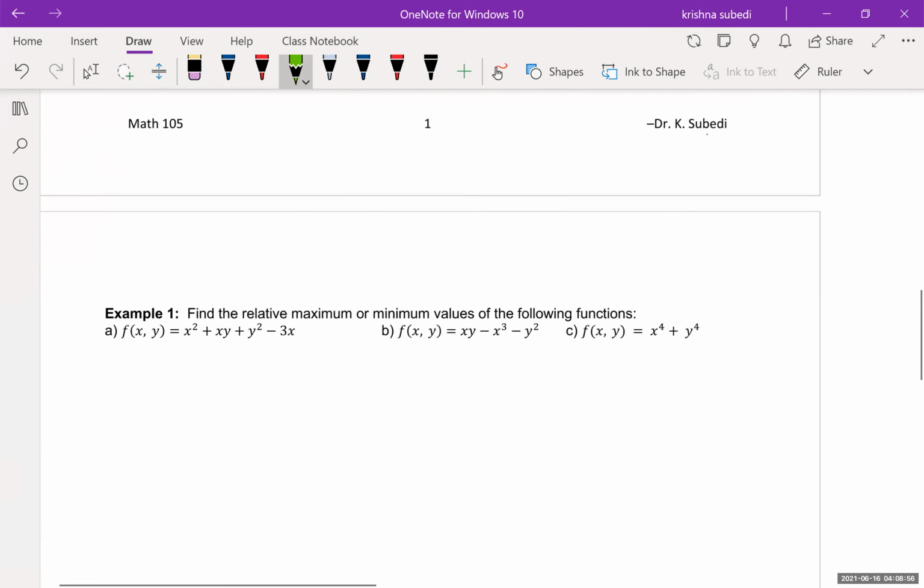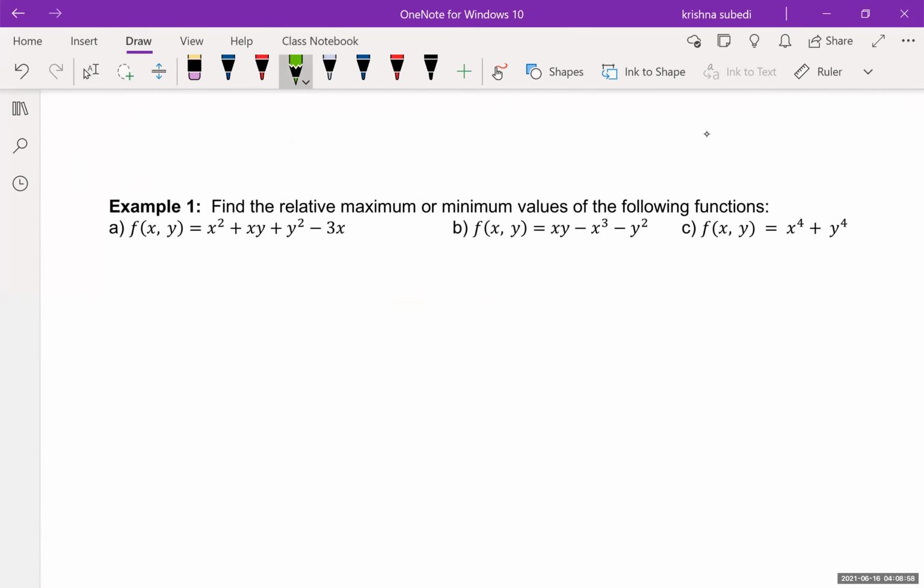Now, too much talking. Let's work example 1. I will do one of these two, A or B. Choose which one you want me to do, and then the remaining one you have to do yourself. Tell me, guys, which one you want me to do here. Okay, let's try part B.